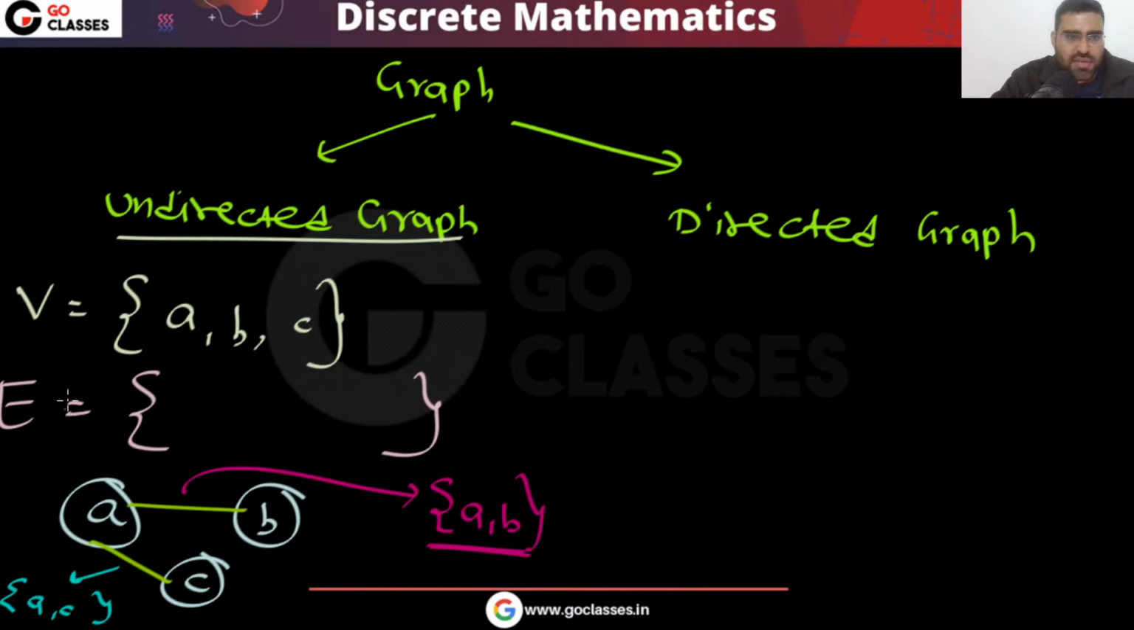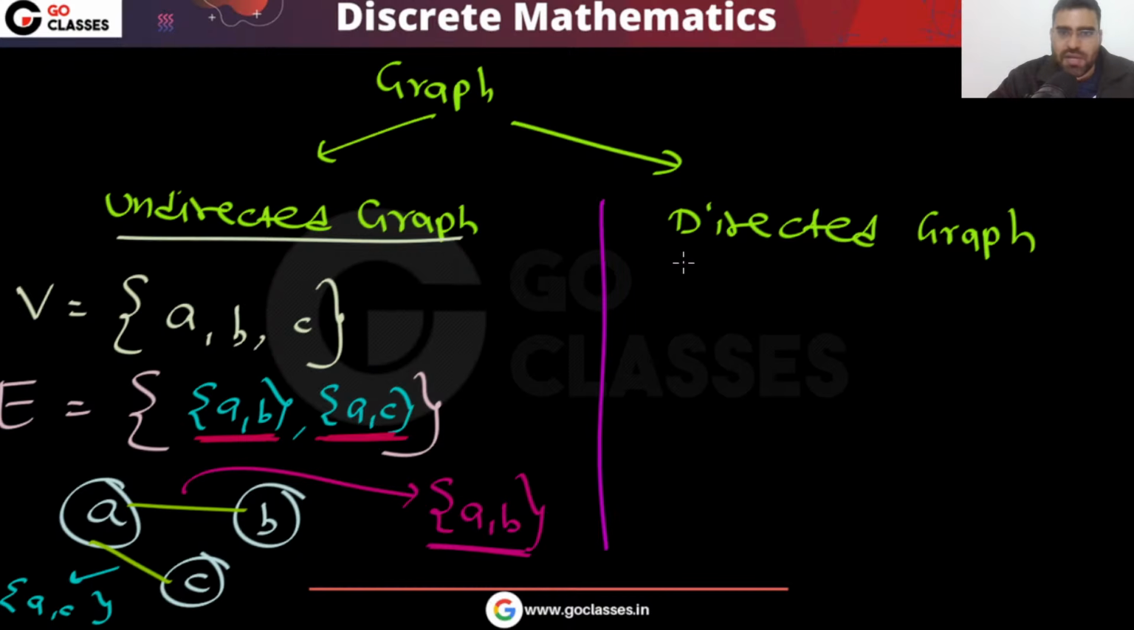So you can see the set of edges in this graph is basically unordered pairs. Every edge is an unordered pair. This is an edge, this is an edge. Every edge is an unordered pair. Very easily you can see.